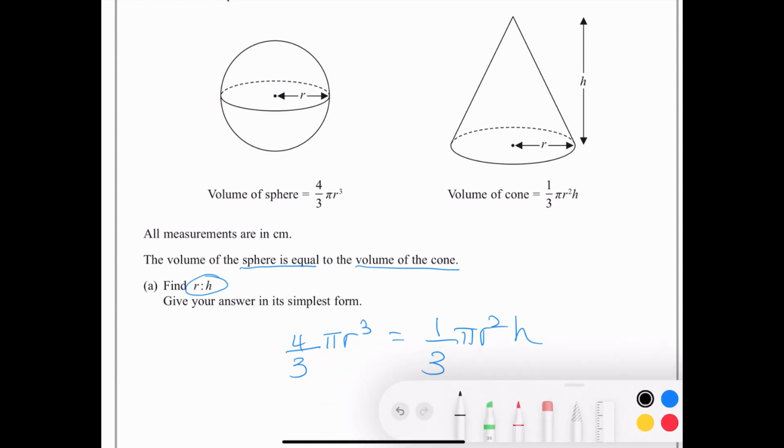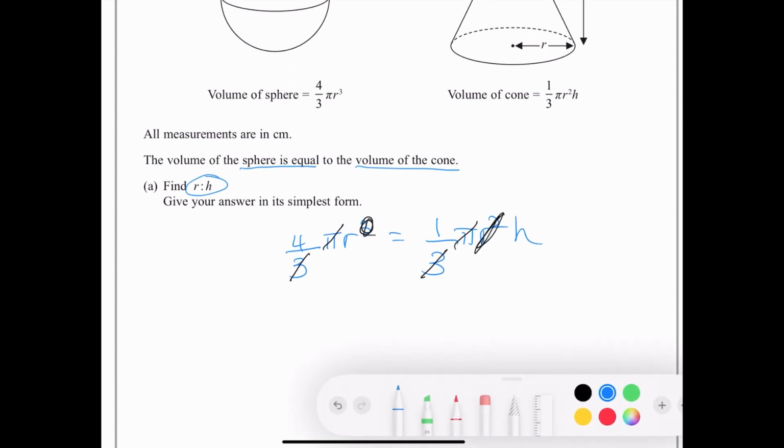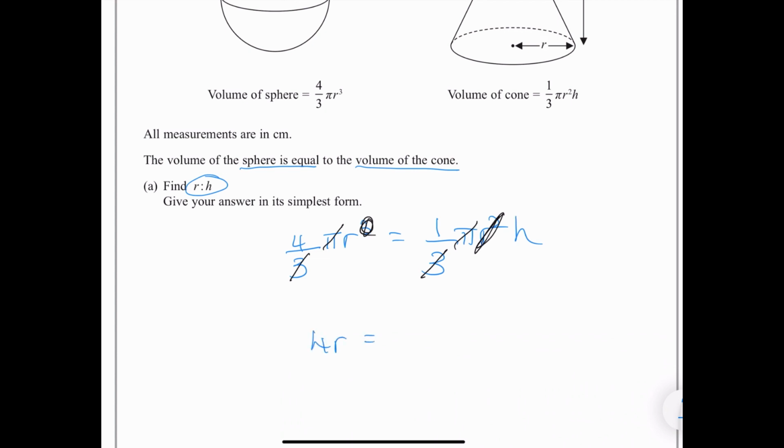Right, lots of things are the same, so we can cancel. I can cancel the dividing by 3. I can cancel the pi. Let's have a look at r cubed and r squared. So I can cancel r squared. What am I left with then? I've got 4r equals, pretty much cancelled everything that's on the right hand side. Okay, so I've got 4r equals h.